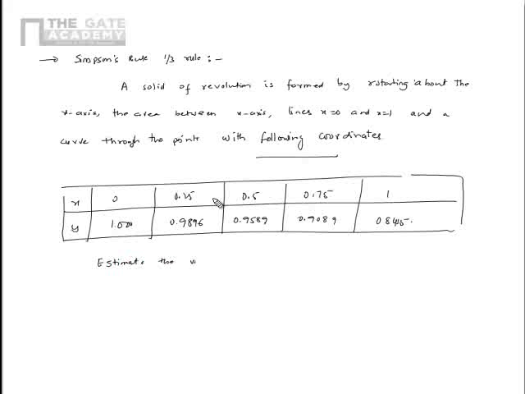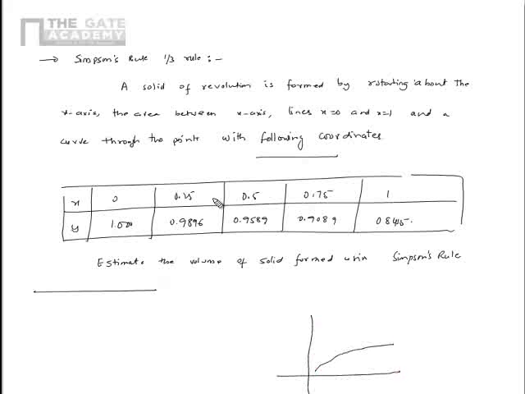Okay, so now we need to estimate the volume of the solid formed using Simpson's rule. Okay, so this is what we have to estimate. So now first of all, just the basic idea. If you have a curve something like this, and you want to rotate this about x-axis, you'll get a solid of revolution object.